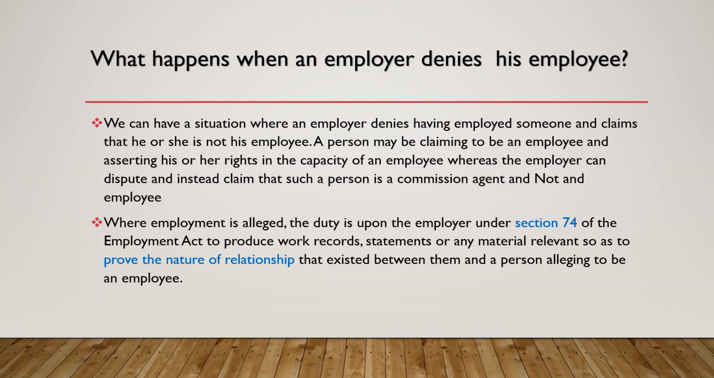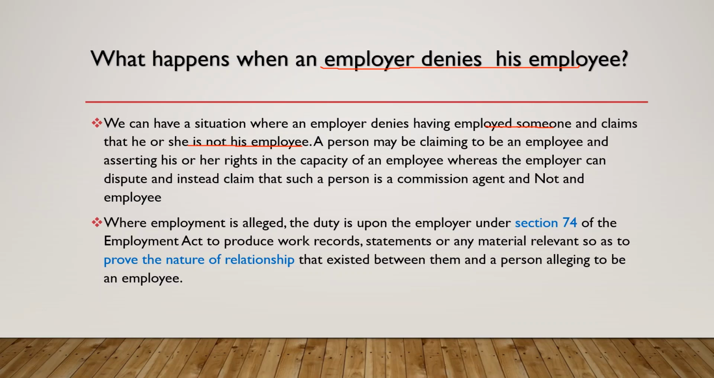The next key part I want us to appreciate is what happens when an employer denies his employee. We can have a situation whereby an employer denies having employed someone and claims that he or she is not his employee. In most cases, an employer will want to avoid liability because we know that employees have certain rights and duties according to the law. An example is where an employer claims that the person is just a commissioned agent and not an employee.